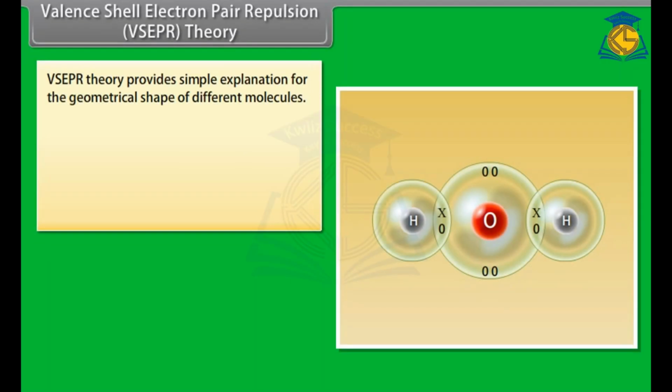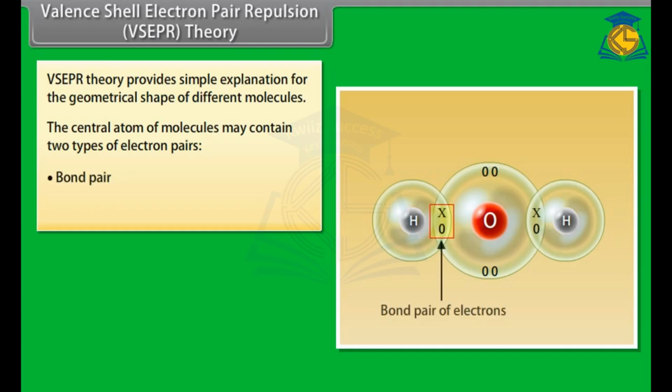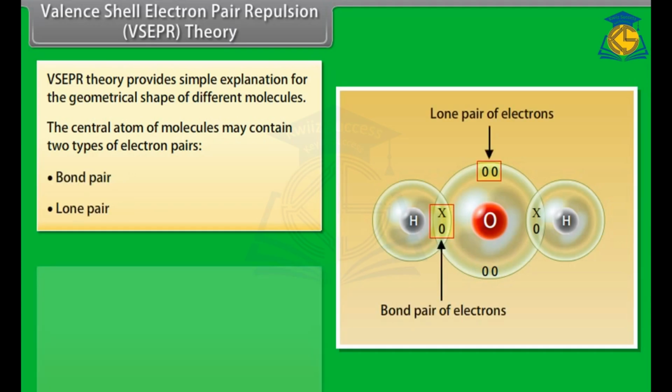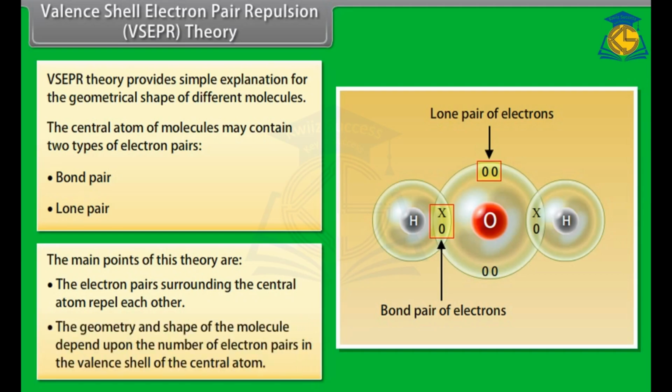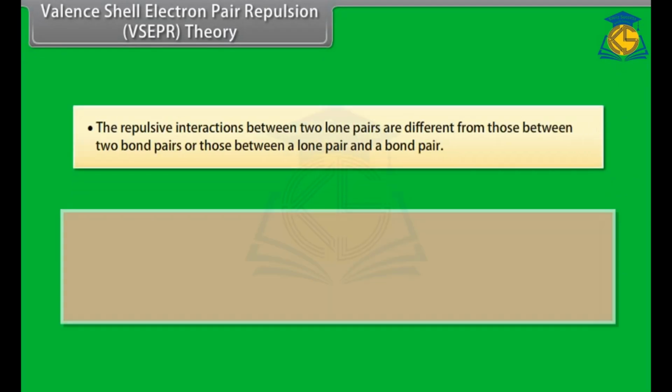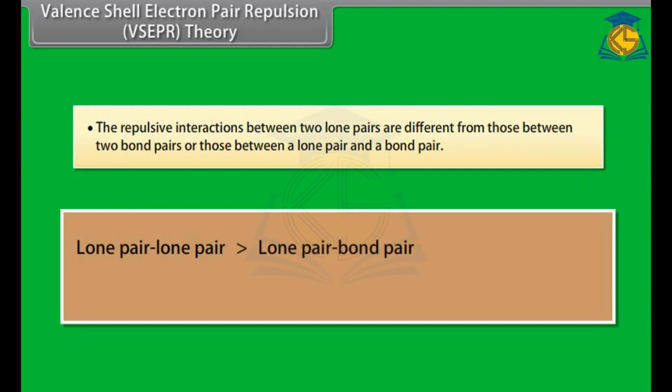VSEPR theory provides a simple explanation for the geometrical shape of different molecules. The central atom of molecules may contain two types of electron pairs. They are bond pair and lone pair. The main points of this theory are: the electron pairs surrounding the central atom repel each other. The geometry and shape of the molecule depend upon the number of electron pairs in the valence shell of the central atom. The repulsive interactions between two lone pairs are different from those between two bond pairs or those between a lone pair and a bond pair.